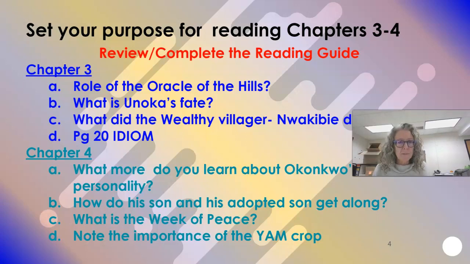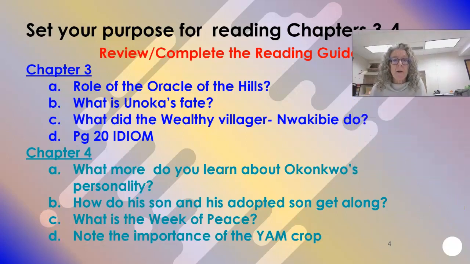What does that person do? What happened to his father? You'll find out Unoka is his father again. What happened to him? And then what did the wealthy villager Nowakibi do? And again, you have another idiom on page 20 if you're interested.